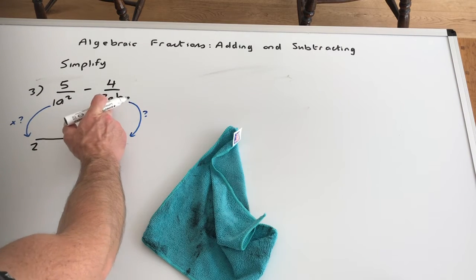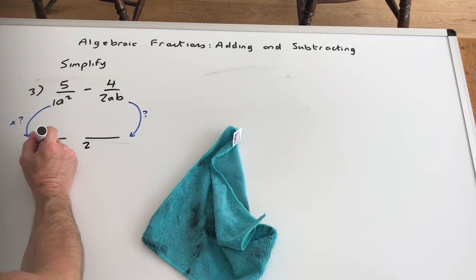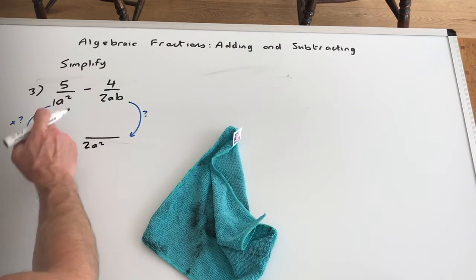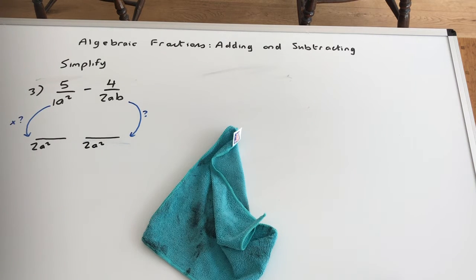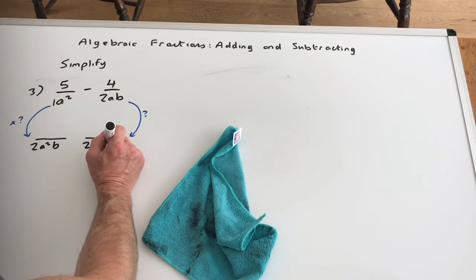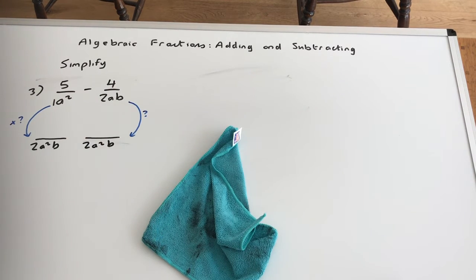A squared and a, well, again, the smallest expression using a that they can both be turned into is just a squared, because a times a is going to give me 2a squared. And again, I'm going to need a b, because whatever I multiply this by, it's definitely going to end up needing a b on the bottom, and 2a squared b is something that I can turn both of these expressions into.